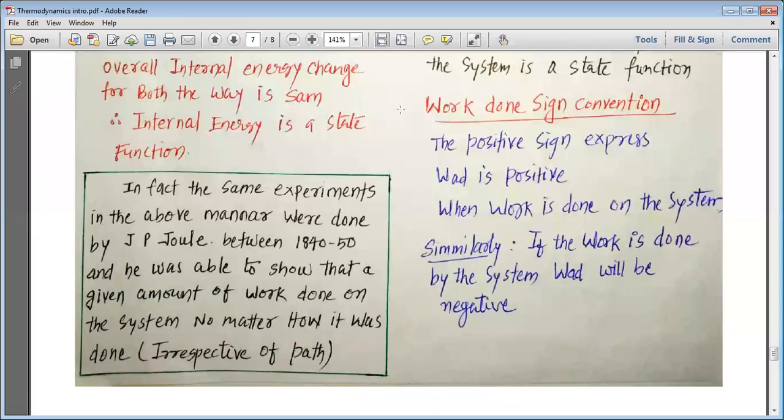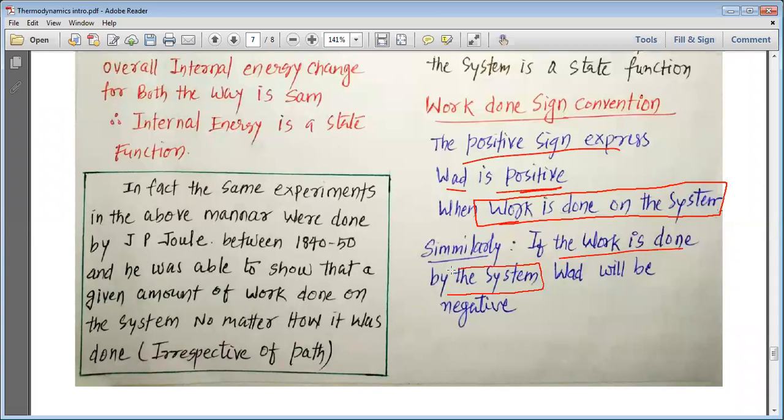Now, my dear students, we want to understand the sign convention for work done. In what condition can we say that work done is positive or negative? Let us understand. The positive sign expresses that work, W adiabatic, is positive when work is done on the system. Similarly, if the work is done by the system, W adiabatic will be negative. So this is how, my dear students, you can see that we have done something from outside, so there is a change in the system, and that is why it is work done on the system.